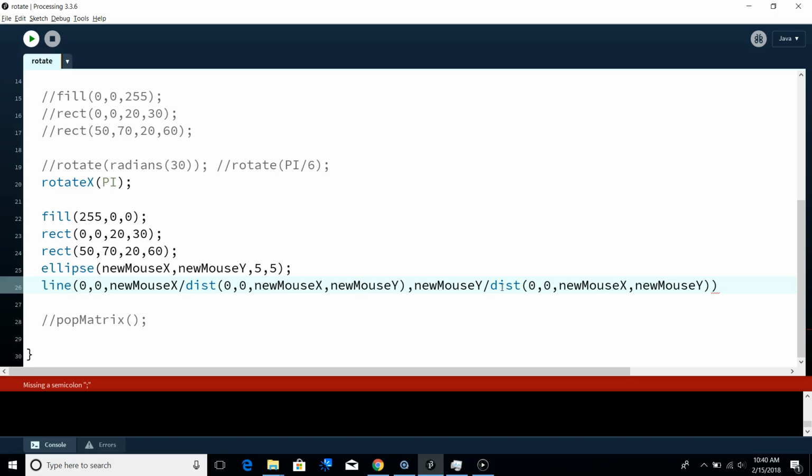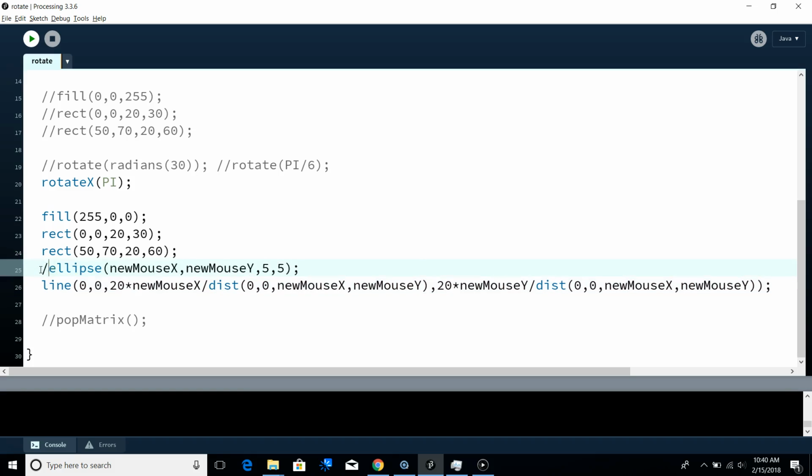I don't really want a gun that's only 1 pixel long. I want it to be 20 or 30 pixels long, right? So I'd scale this up by 20 times this. How about out here? So I want to do 20 times the new mouse x divided by the distance, and 20 times the new mouse y divided by the distance. And then I still need a semicolon.